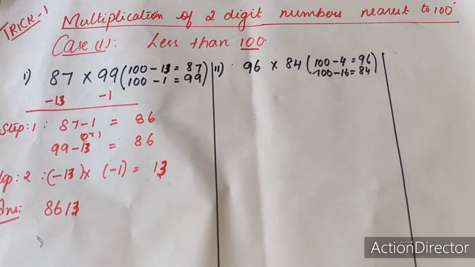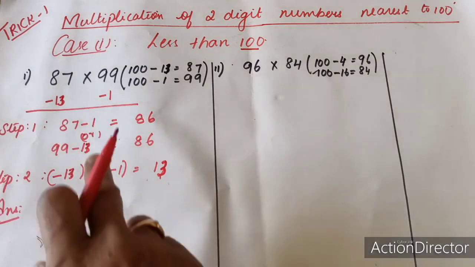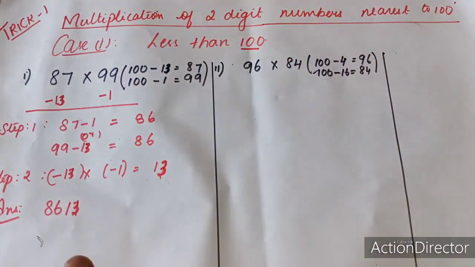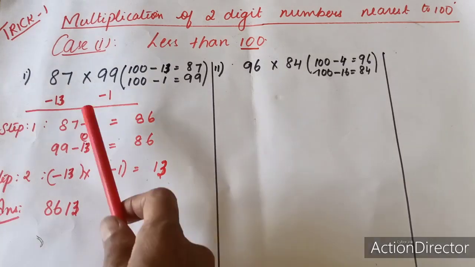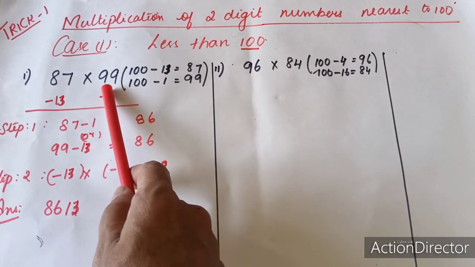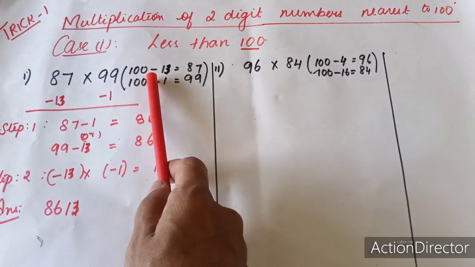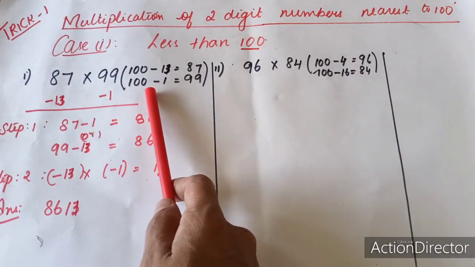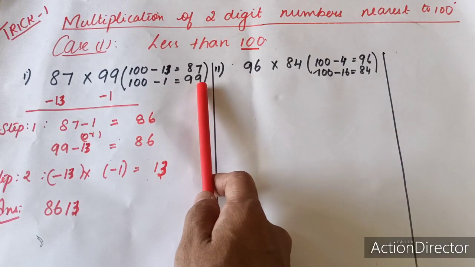So in this video I am going to move on to the next topic: multiplication of 2-digit numbers which are nearest to 100. Among this I am going to take case 1. In case 1, both the numbers are less than 100 and also nearest to 100. If you consider 87 into 99, when you subtract 13 from 100, you get 87. And when you subtract 1 from 100, you get 99.